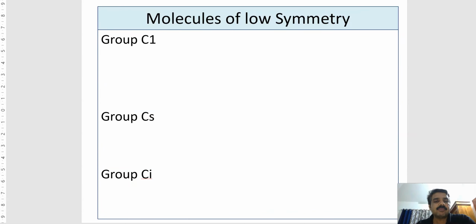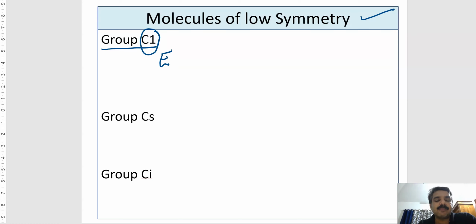Okay, let's move to more details of this classification. First we are discussing the molecules of low symmetry. There are some molecules having very low symmetry, and the main category of this type is group C1. C1 means it has only E, no other symmetry element will be present.